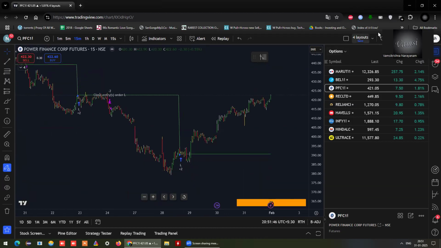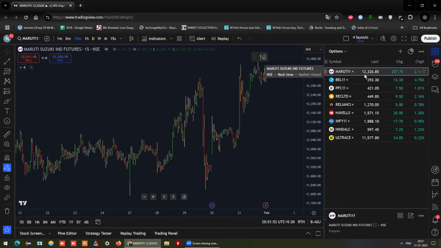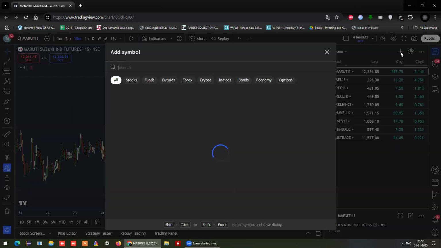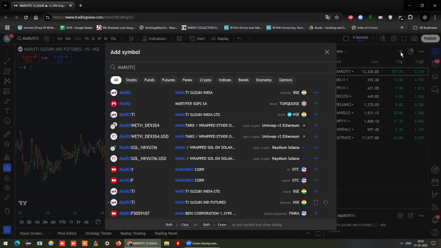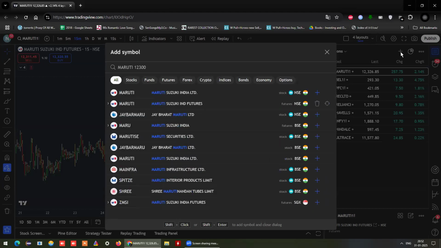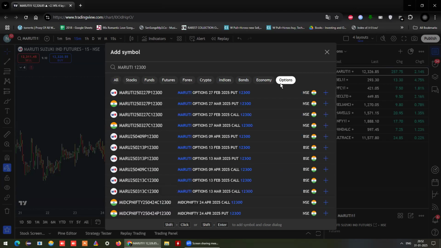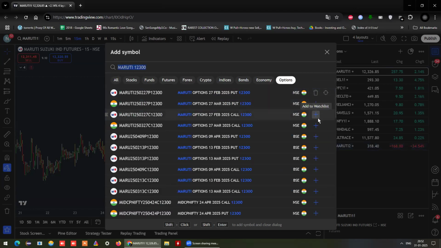The way that you need to add the stocks is, I'm going to show you an example of Maruti. First, add the Maruti future to your watch list, and it is at 12,300 approximately. So what I'll do is, I'll add Maruti 12,300 February put and February call.